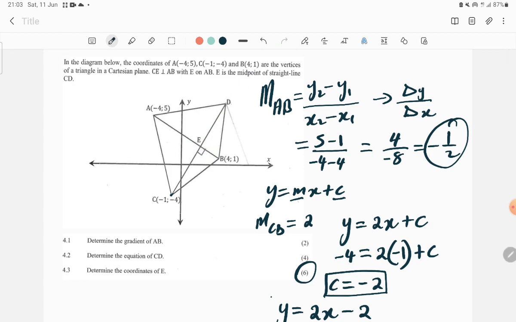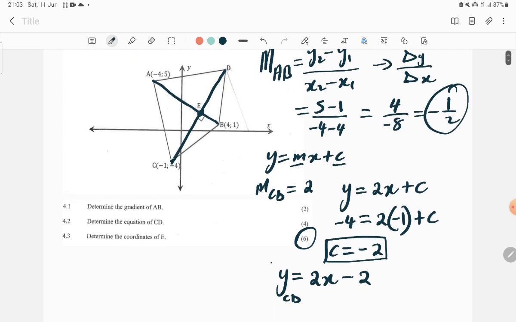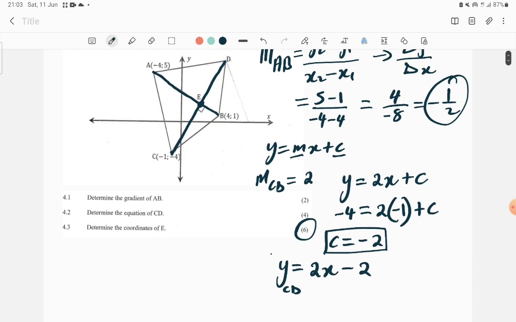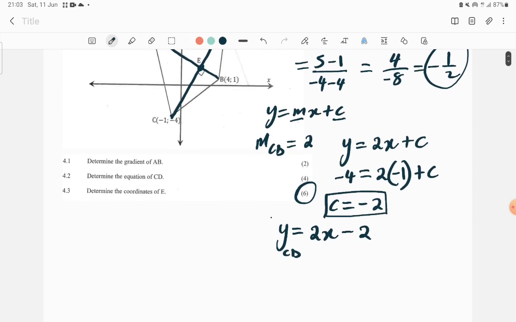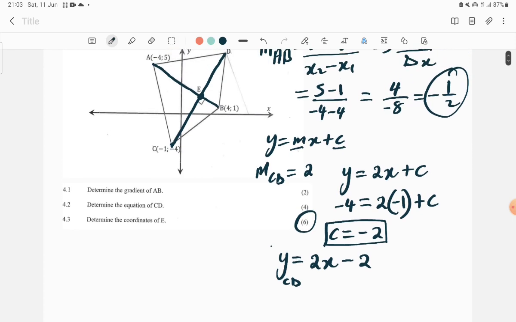Now, if you remember, at this point, this line and this line intersect each other at E, which means they are equal. The equations of these two lines are equal at E, therefore we can just equate them to solve for the value of x. That makes the equation of AB equal to the equation of CD at point E. So we need to apply this method now.